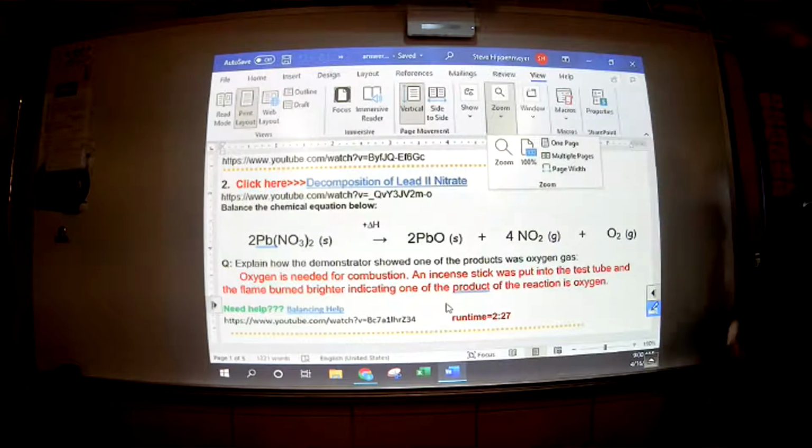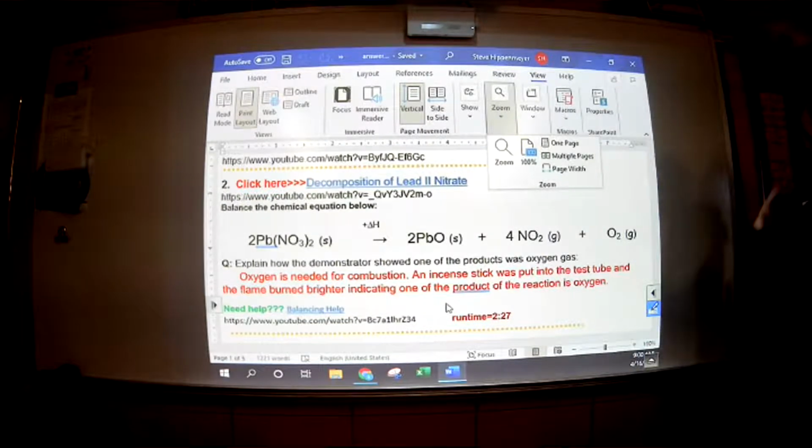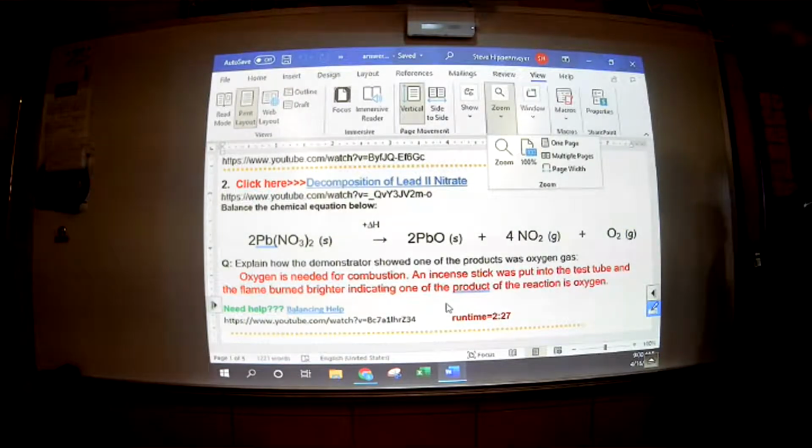They had that little burning stick, pretty much blew the flame out, inserted it into the reaction, and it burst back into flames. When oxygen is around, it certainly helps things to burn. It is one of the products of combustion.